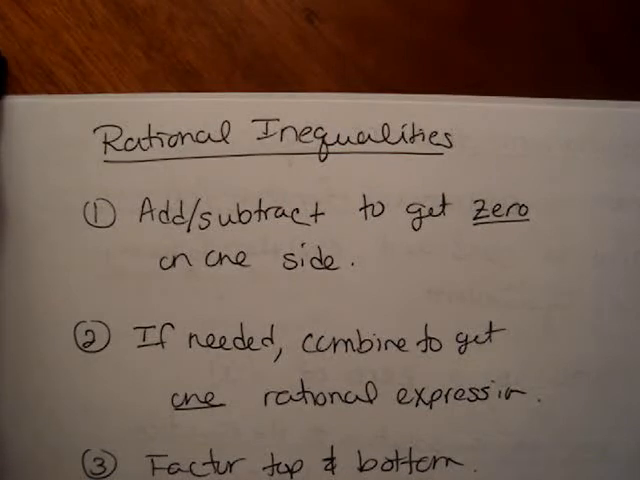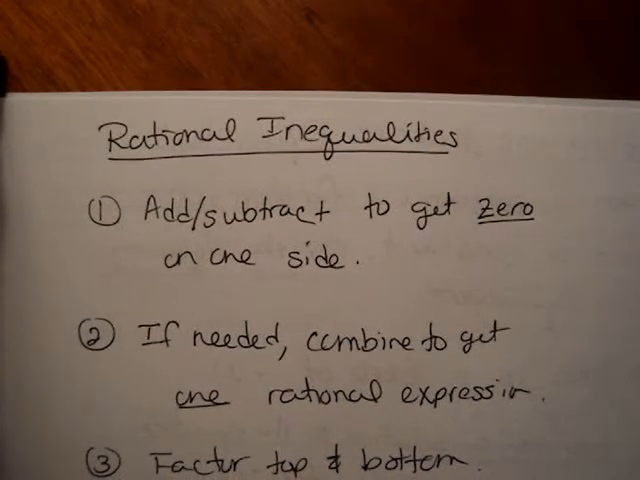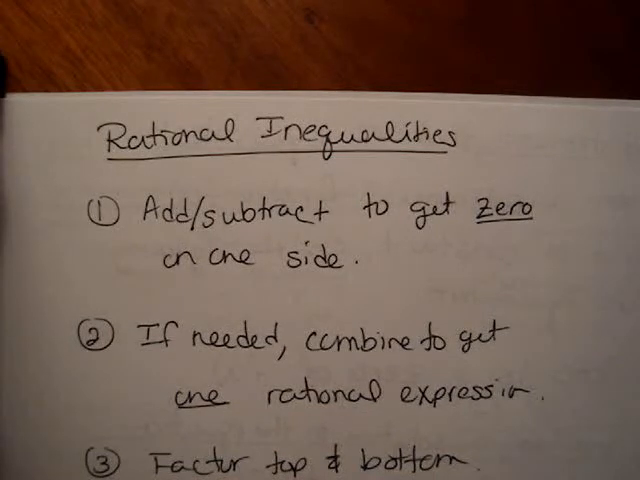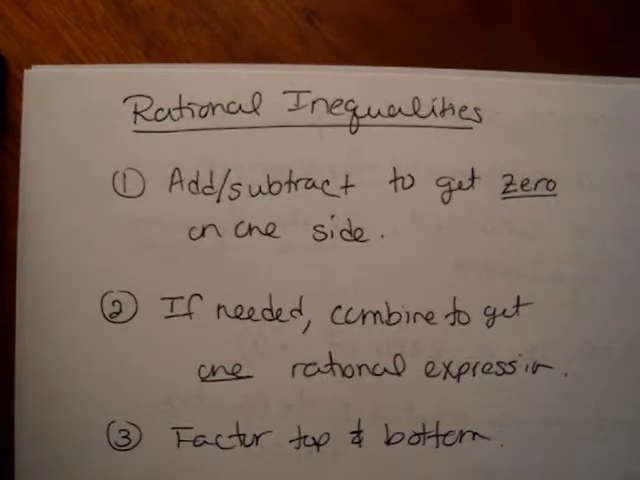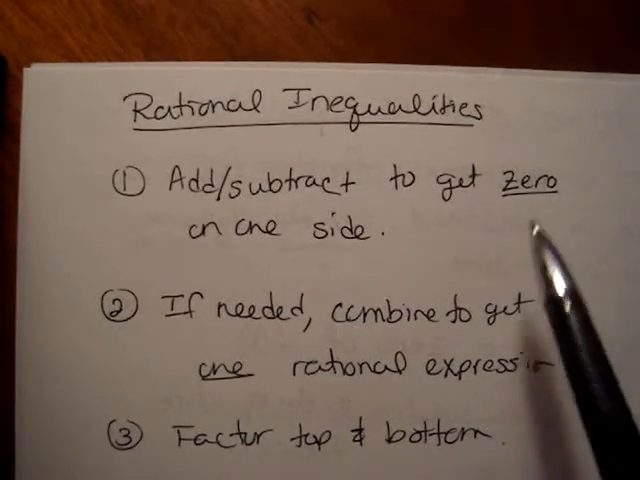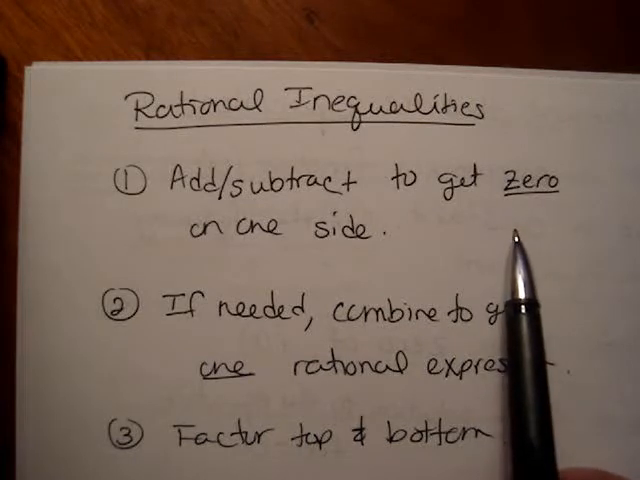Okay, now we're at part 2 of section 3.6. We're going to talk about rational inequalities, and they're a little bit more complicated than the polynomial inequalities. Okay, so the first step is the same. You add or subtract so that you get 0 on one side. Notice I say add or subtract.